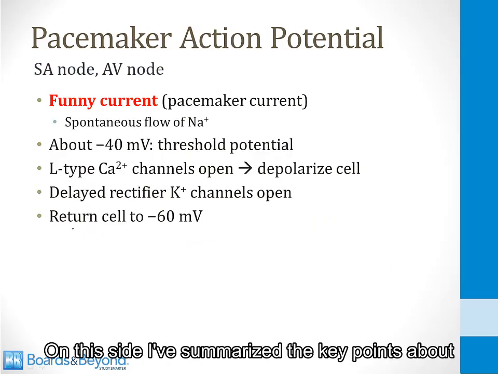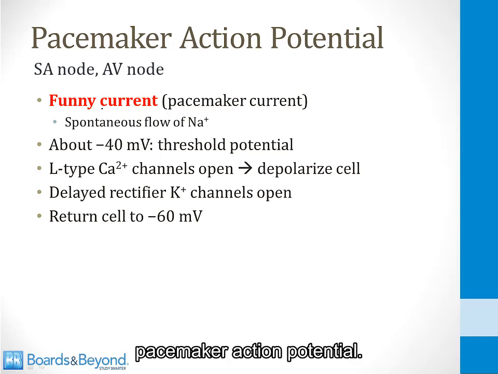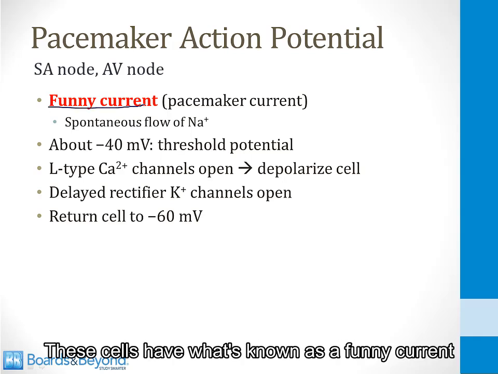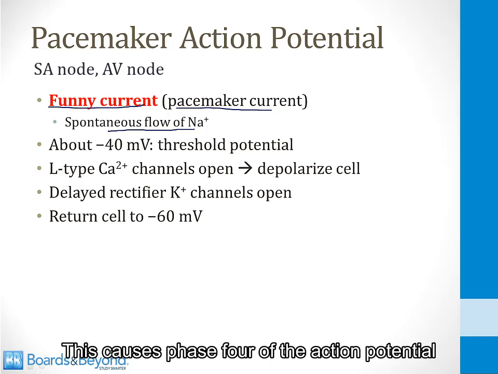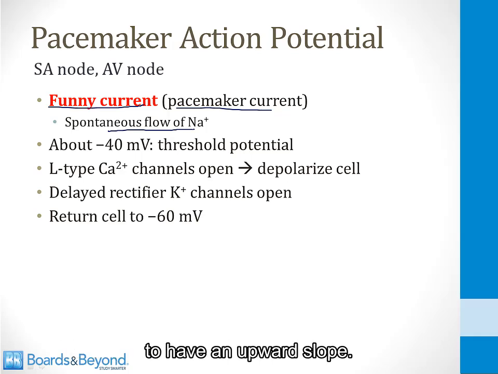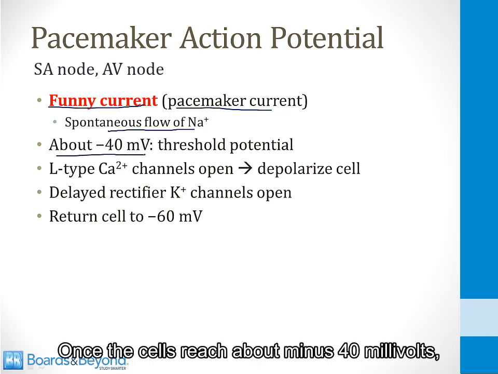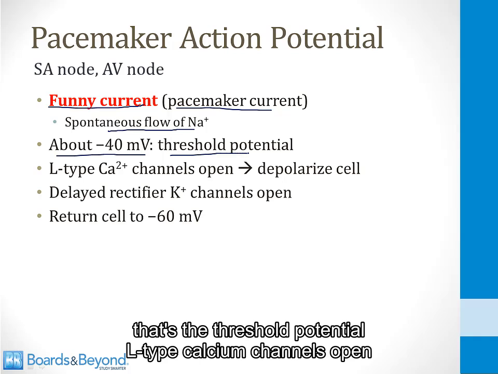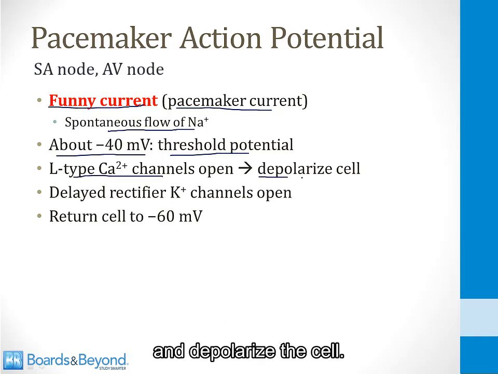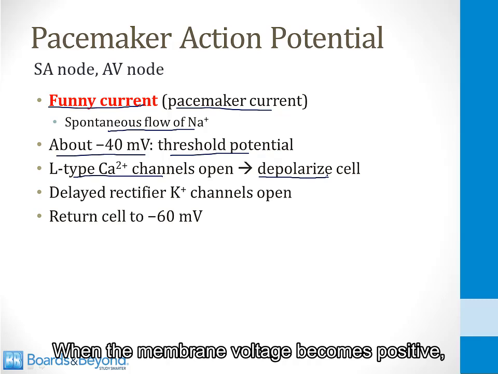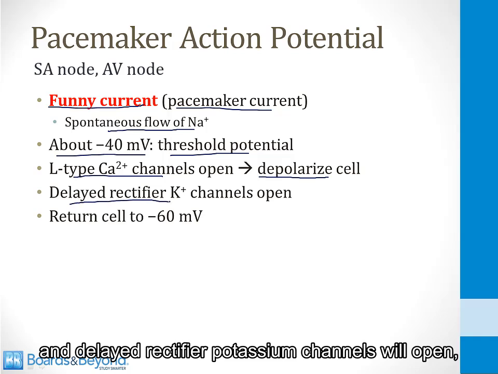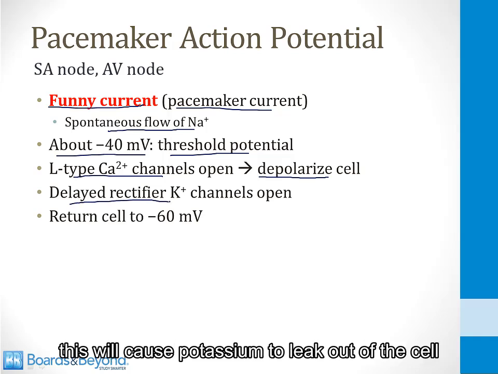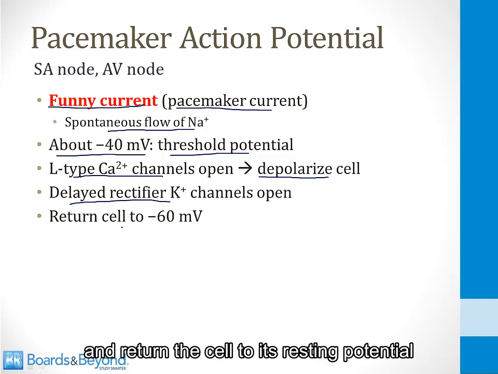On this slide, I've summarized the key points about the pacemaker action potential. These cells have what's known as a funny current or a pacemaker current. It is a spontaneous inward flow of sodium ions. This causes phase 4 of the action potential to have an upward slope. Once the cells reach about minus 40 millivolts, that's the threshold potential. L-type calcium channels open and depolarize the cell. When the membrane voltage becomes positive, those channels will close and delayed rectifier potassium channels will open.